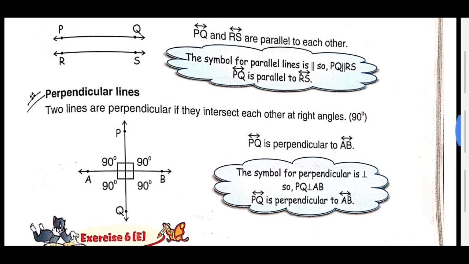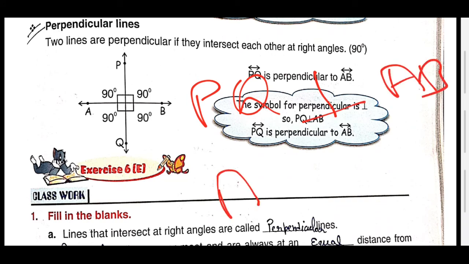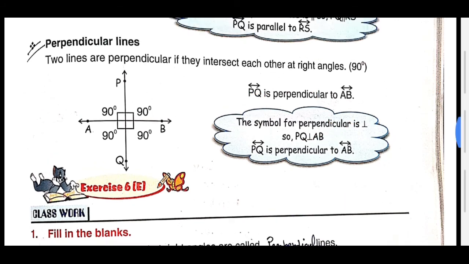And what is the symbol? The symbol is like that. PQ is perpendicular, right? Reverse T here, and AB. PQ is perpendicular to AB, or you can write AB is perpendicular to PQ. So these are perpendicular lines.